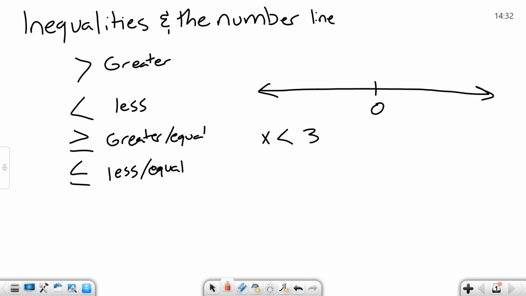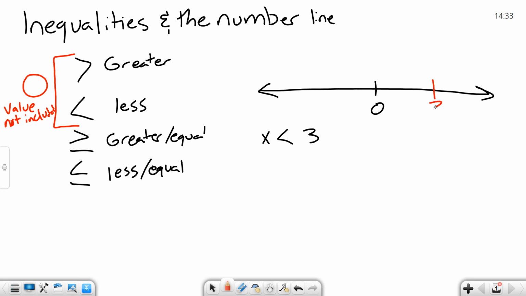One of the things that we have to know is that if it's greater or less than, 3 isn't included. So if we have x as 3, 3 isn't less than 3. So we're going to use an open circle to show that that value is not included. And by not included, I mean in all the possible answers, 3 cannot be used here for x.